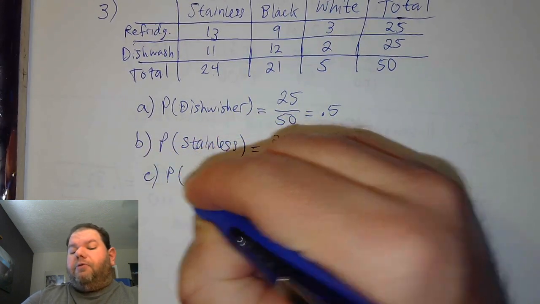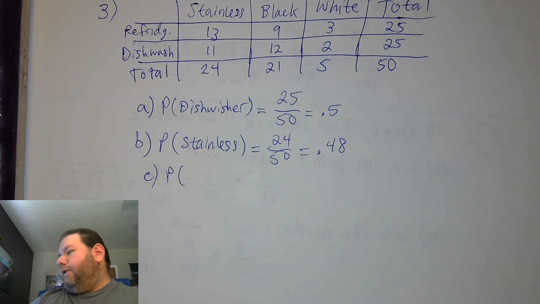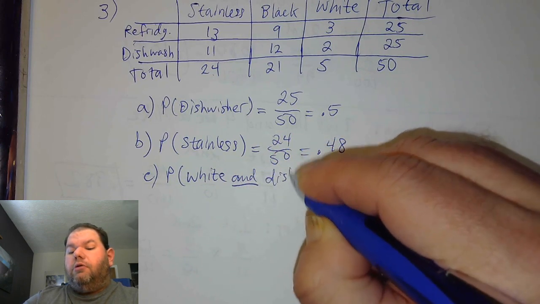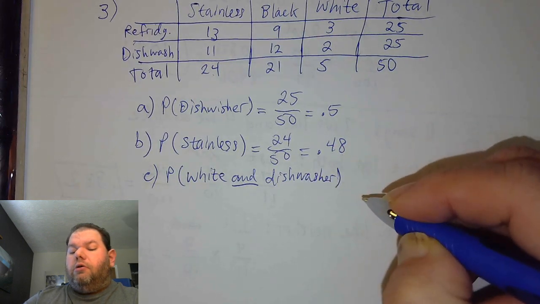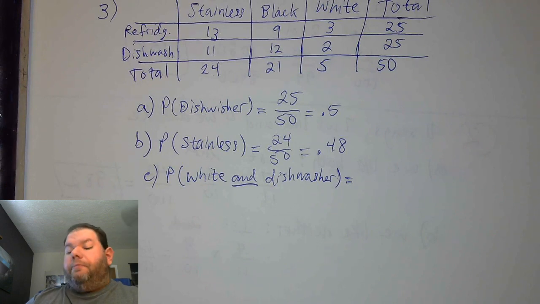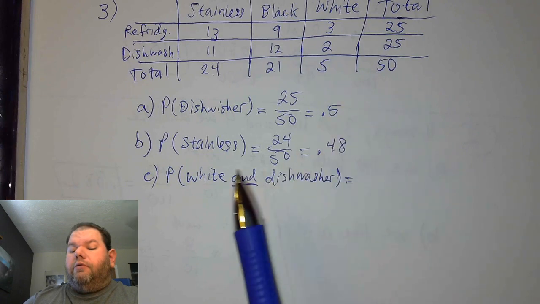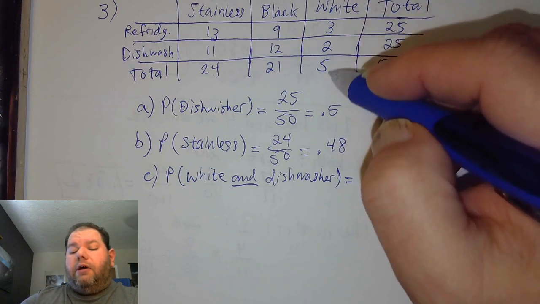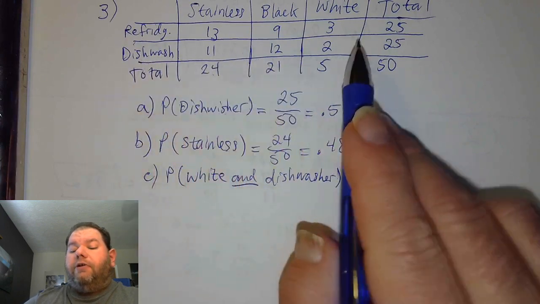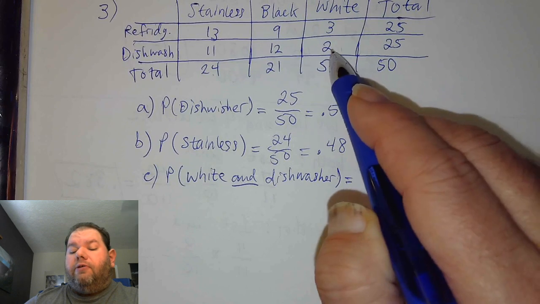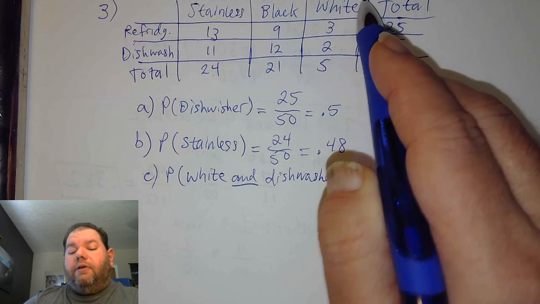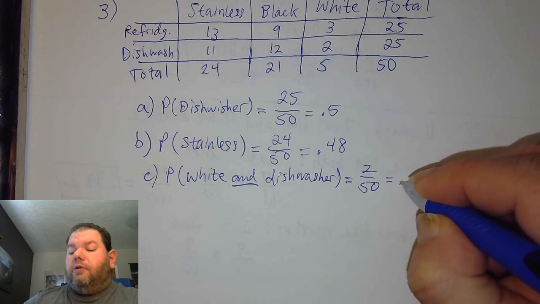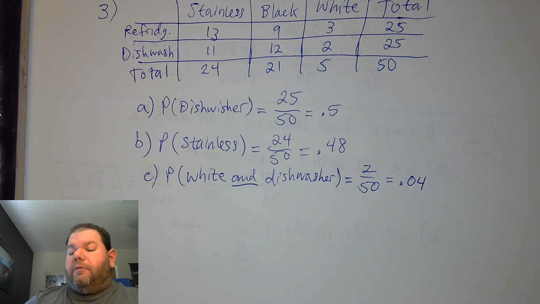Alright, problem C. The probability that an appliance is both white and a dishwasher. Basically we're looking for the number of appliances that meet both requirements. So we have our column on white colored appliances. Dishwashers is here. So we look where those two overlap, and they'll be right here at the 2. So there's 2 of them that are both white and dishwashers, 2 out of the 50 total. So that'll be 0.04.